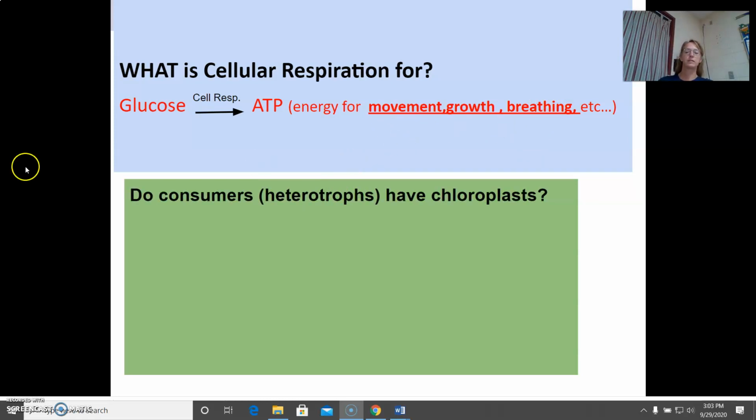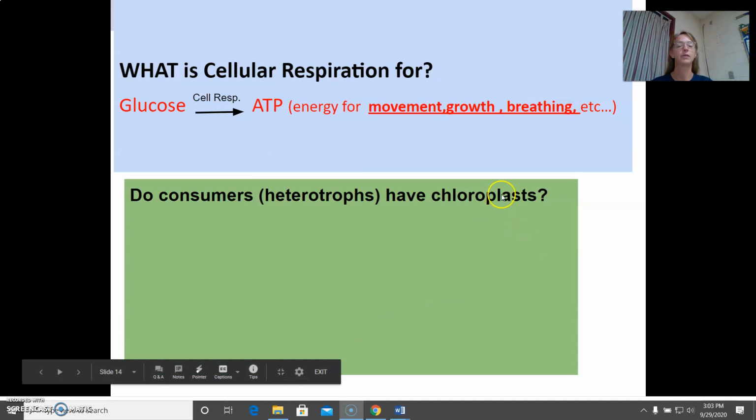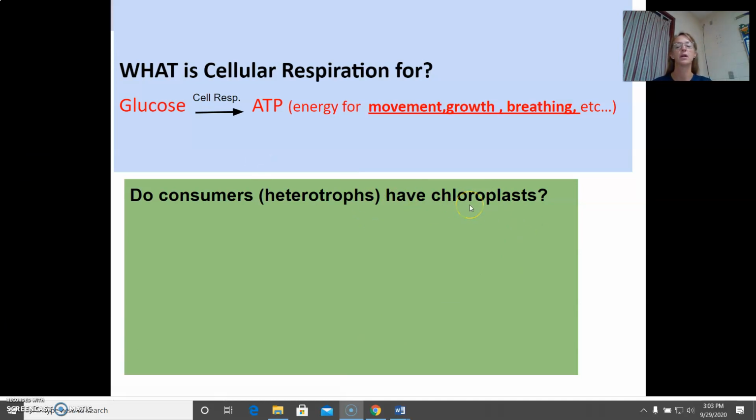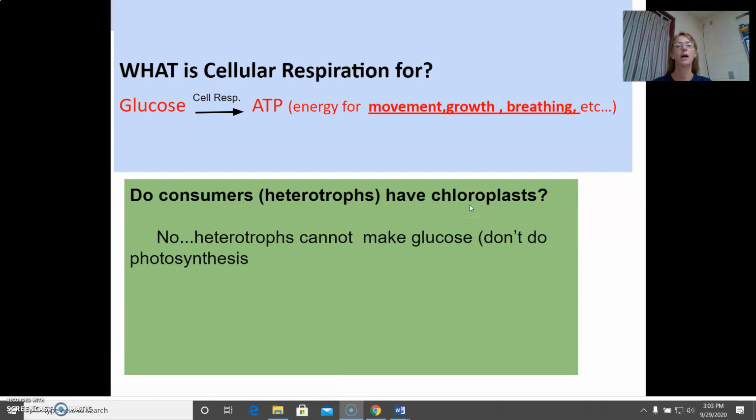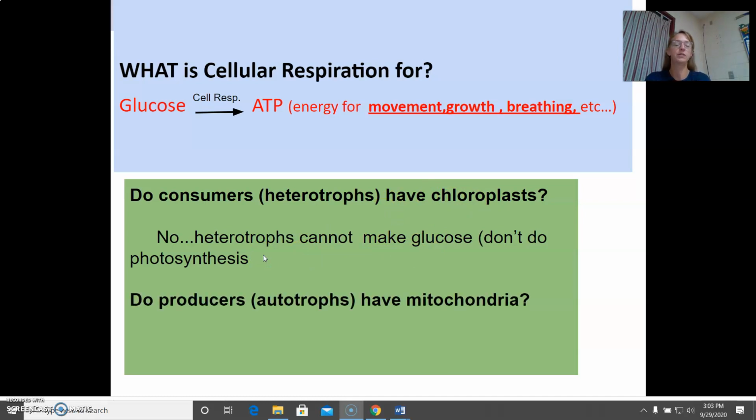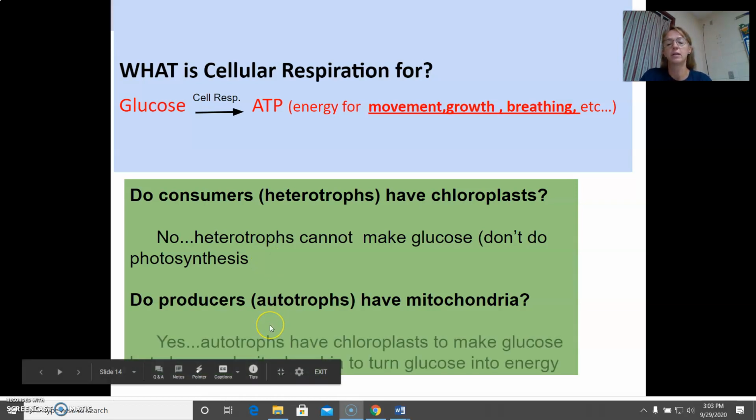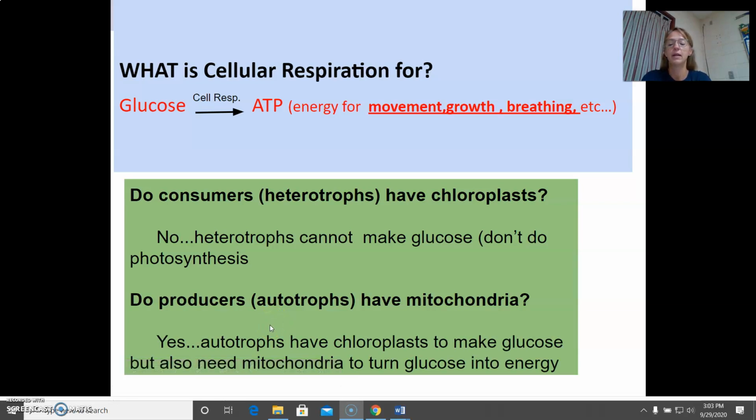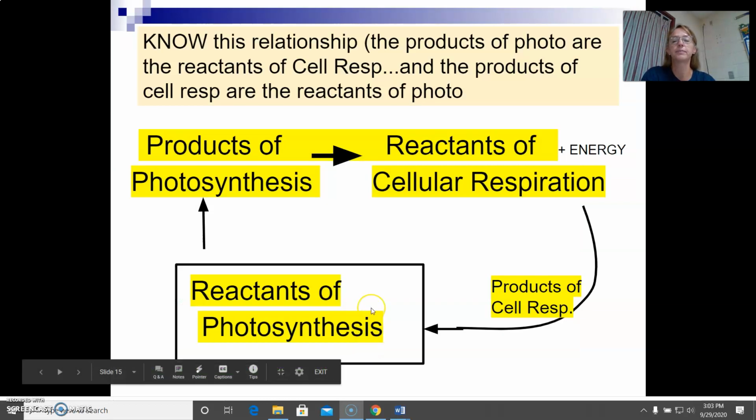So here's a little quiz. Do consumers have chloroplast? Do you have chloroplast in your cells? No, you are not green. You do not make glucose. You don't do photosynthesis. Do producers, we know they do have chloroplast, but do they have mitochondria? That answer is yes. Plants have both. They have chloroplast to make the glucose, and they have mitochondria to turn the glucose into energy.